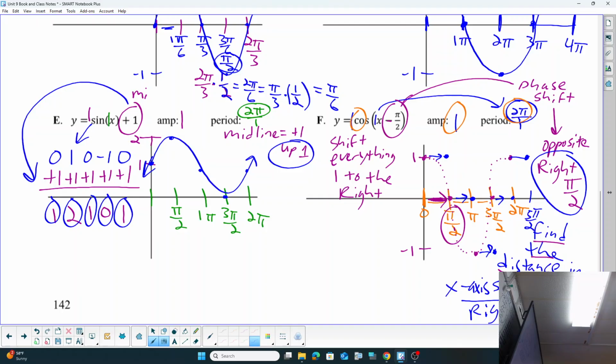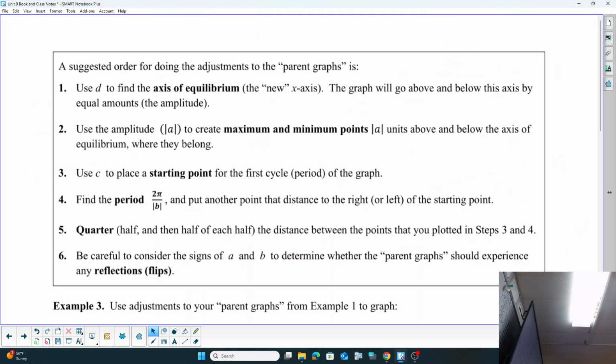Okay, so now our graph has been shifted. Can you see what happened there? We had our graph, and now we went ahead and shifted it. That's it. So that's our final answer there by shifting it to the right, pi over 2.